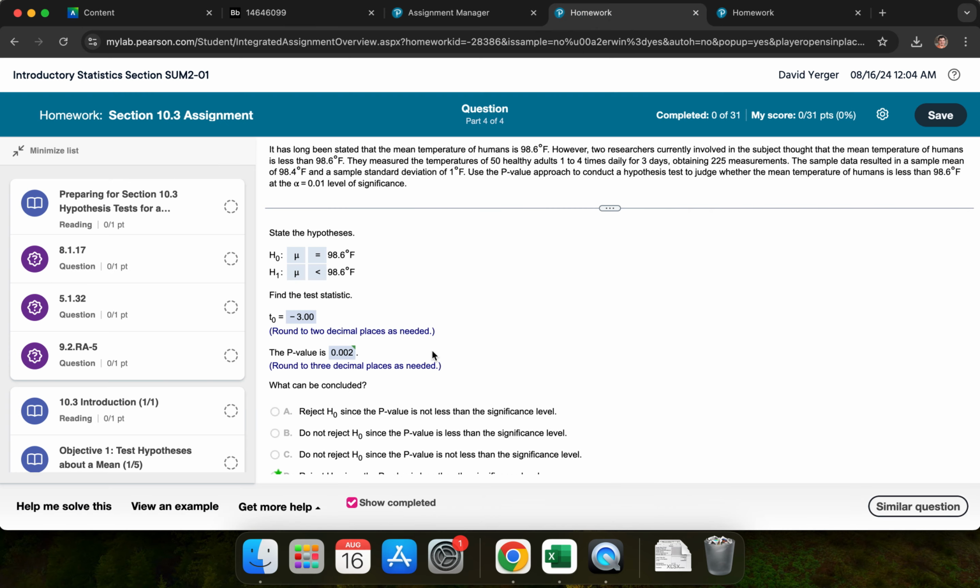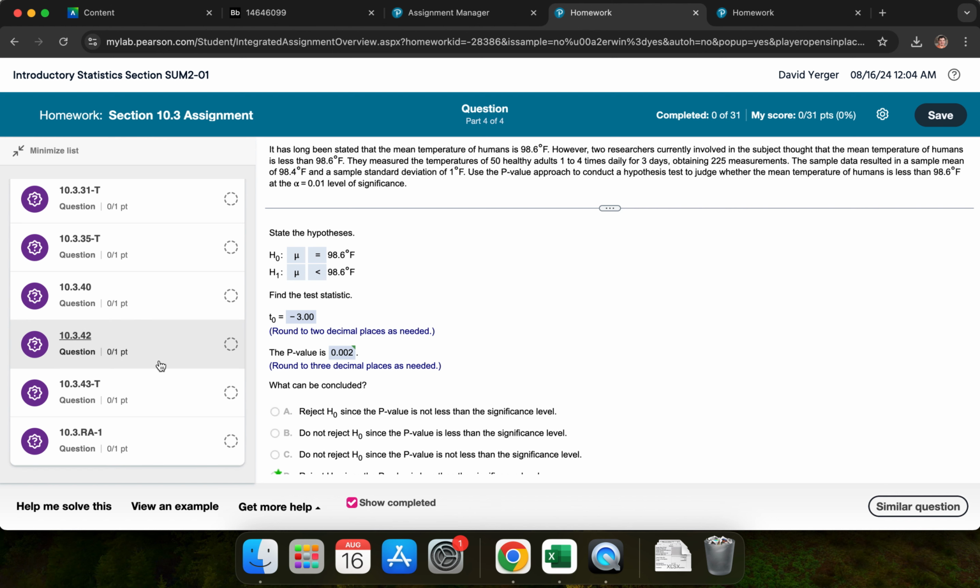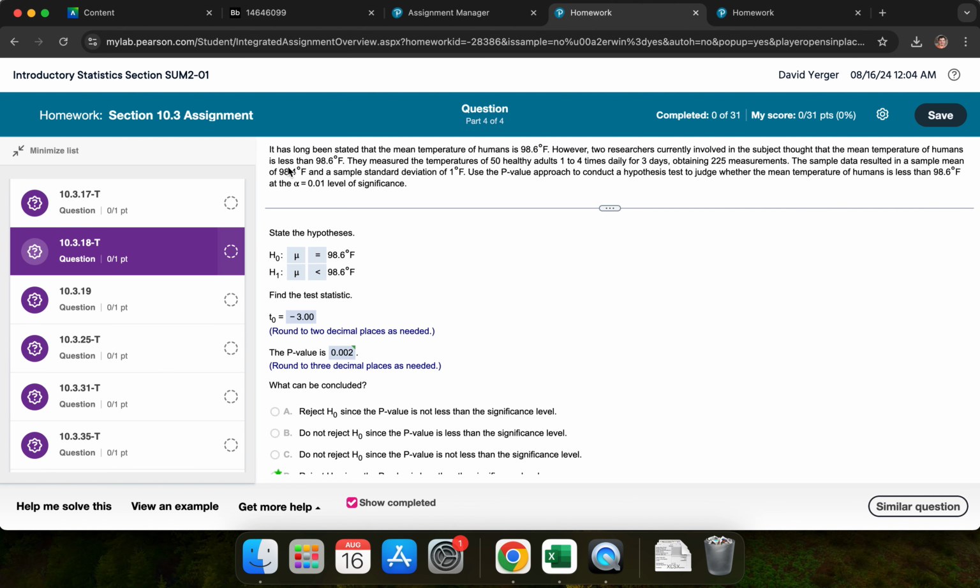This is 10.3.18t, and this one says that the mean temperature of humans is 98.6. There are researchers and they think now it's less than 98.6. They measure 50 healthy adults and eventually get 225 measurements. The sample data is described here.